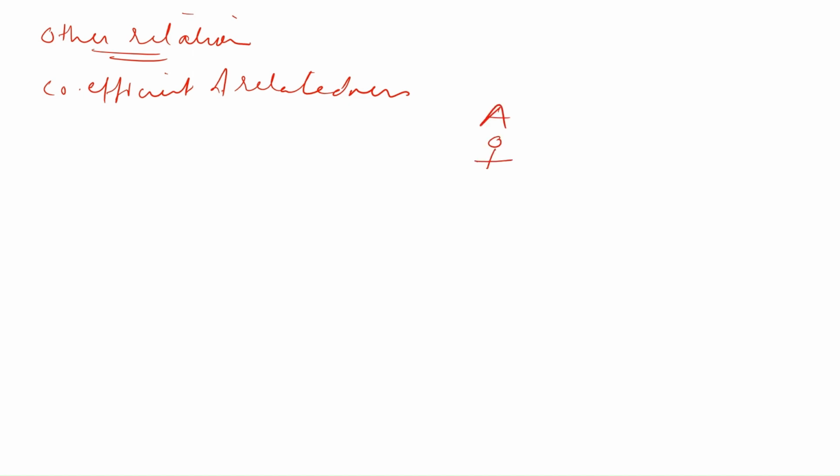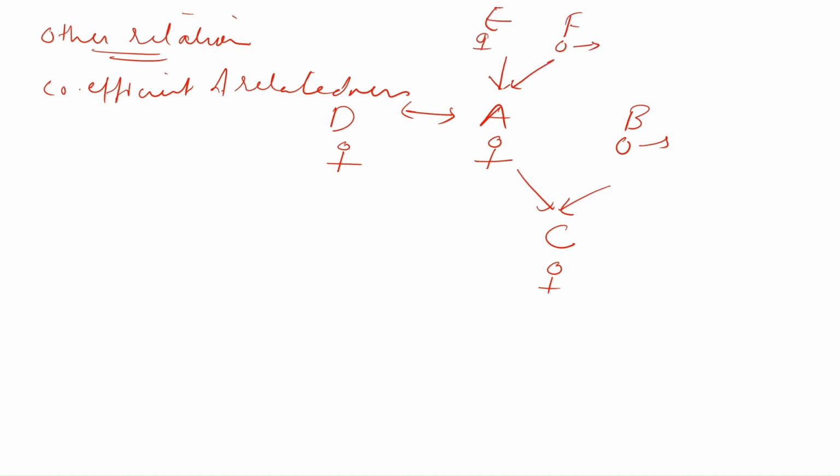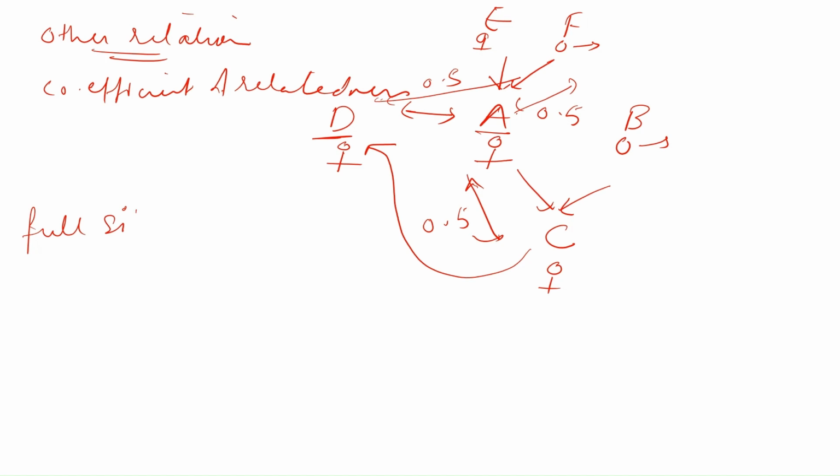How? A is a mother, B is the father, C is their child, a girl child. Now A and D, they are siblings. Now their parents are E and F. So that means this relatedness is 0.5 or 50%. Now A also shares 50% genes with her father. Now D also shares 50% with her father. Because A and D are siblings, that means C also should have some relatedness with D. So this relatedness among full siblings is 0.5.